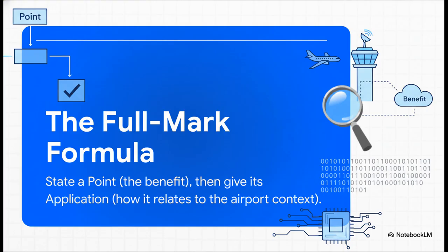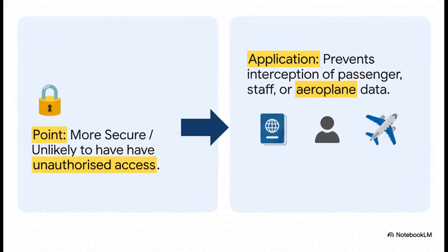First, you state your point, the general benefit. That gets you 1 mark. Then you give the application. You explain how that benefit specifically helps the airport. If you miss the application part, you're literally leaving half the marks on the table. Let's see this in action, and we're going to use the exact wording from the official mark scheme.